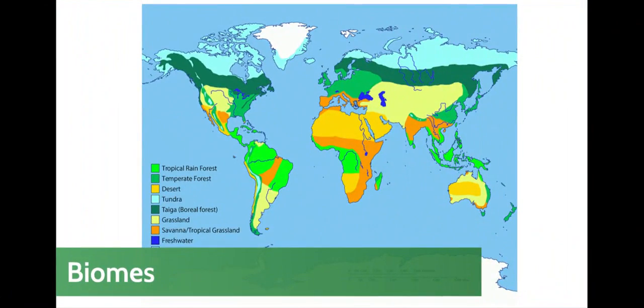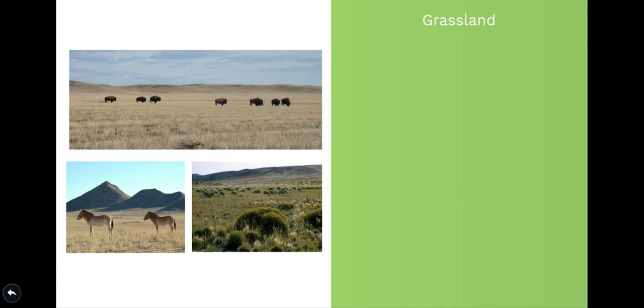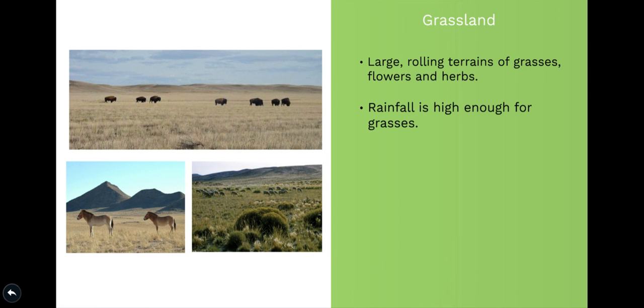Next up, we're going to go further south over to Asia. Okay, and here we find the grassland. Grasslands, these are large rolling terrains of grasses, flowers, and herbs. And again, what we tend to find here is we don't tend to find trees. When we think about why that is, the rainfall is high here. It's high enough for grasses. It's generally not high enough for trees.